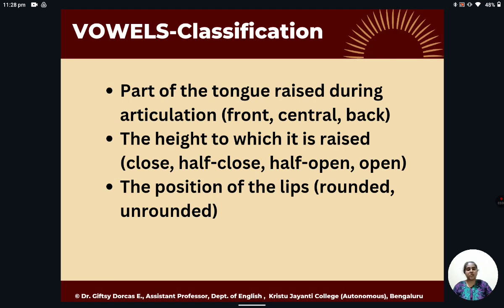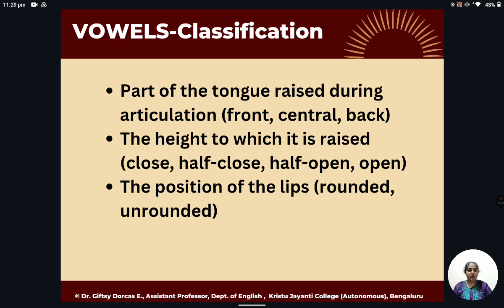And how do we describe these vowels? It is based on the part of the tongue that is raised, whether it's the front, the center, or the back of the tongue. Whichever part of the tongue is raised during articulation, based on that we classify the vowels. Then the height to which the tongue is raised, whether it's close, half open, or open. And then last is the position of the lip.